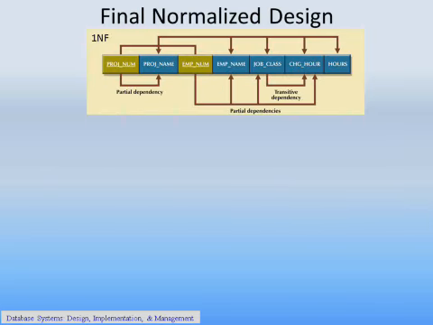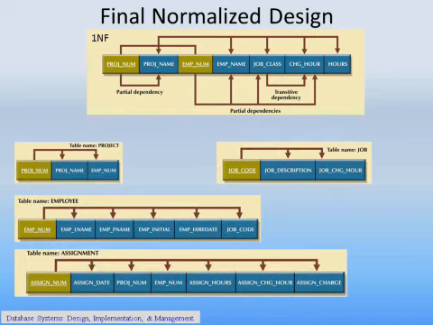The final normalized model is shown here. Notice the initial first normal form showing all the partial and transitive dependencies. The final model, including the design improvements, consists of the project, job, employee, and assignment relations. This concludes this presentation.